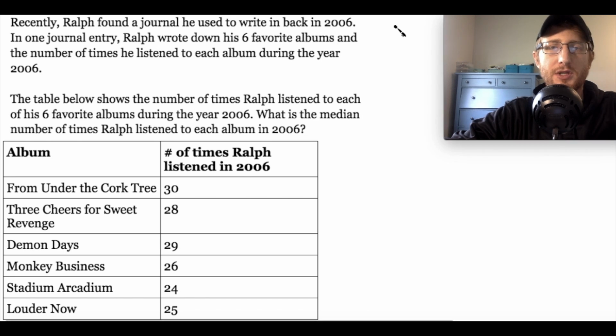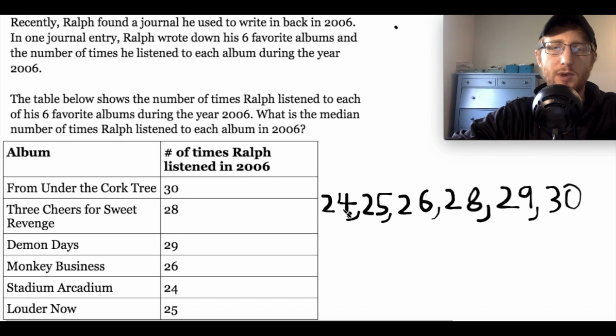Okay, so for a question like this, basically the first step for any median question is to take the numbers and put them in order from smallest to largest. So let me show you how that would look right now. So we would have 24, 25, 26, 28, 29, 30. So again, with any median question, you want to always start by putting the numbers in order from smallest to largest.